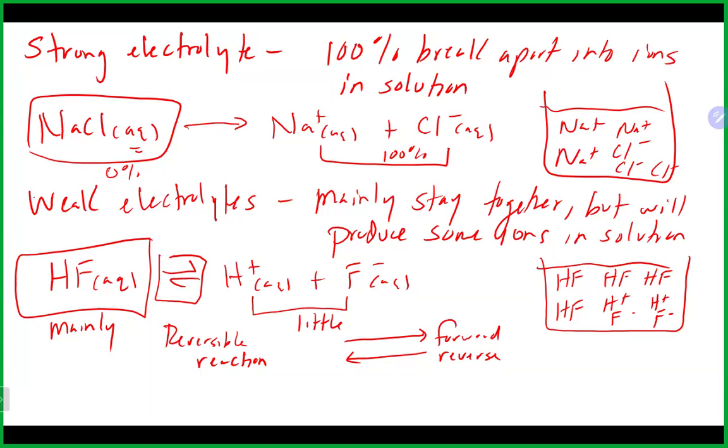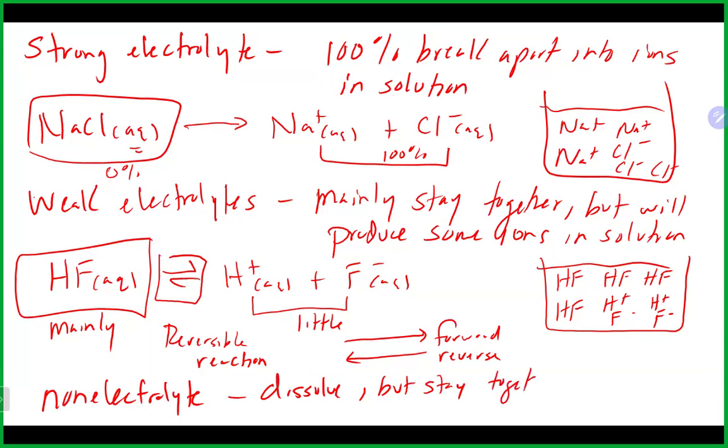Other questions? The last type of electrolyte is a non-electrolyte, and a non-electrolyte basically will dissolve in solution, but it will stay together. No ions. So for example, sugar is an example of that, right? You take some sugar, it's going to dissolve. But sugar is covalently bonded. There's no ions that form when it dissolves. It stays together. And because there's no ions, it does not conduct electricity.